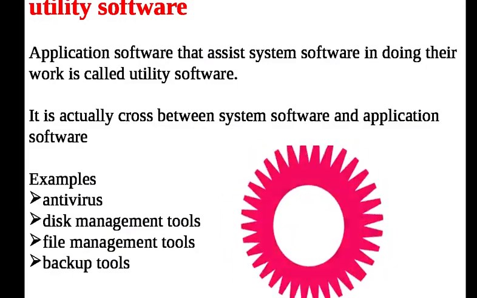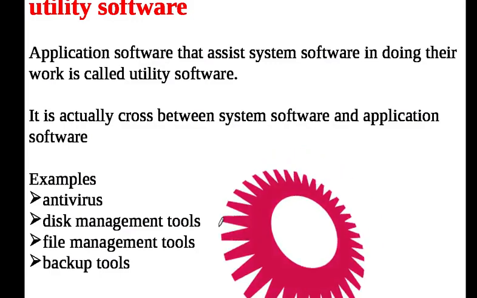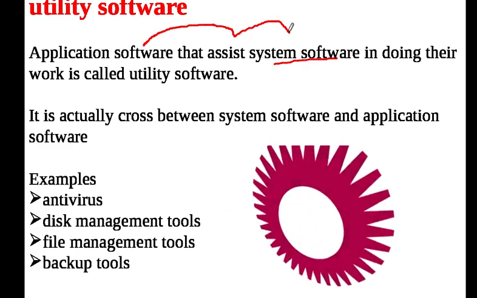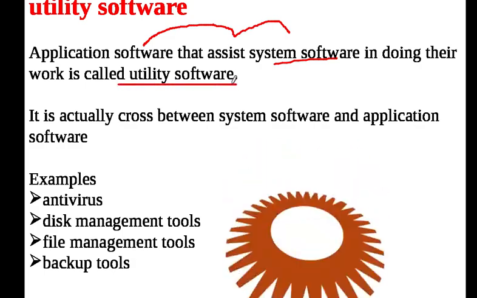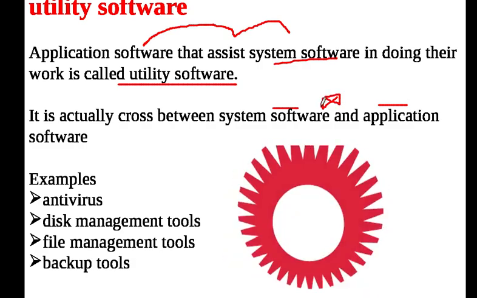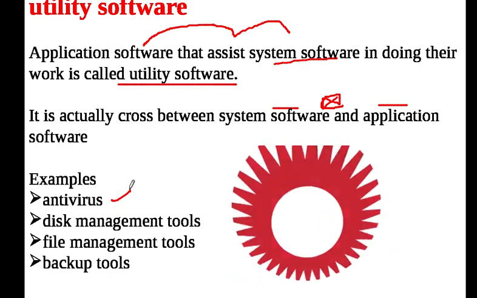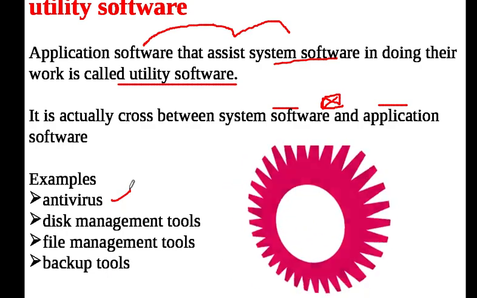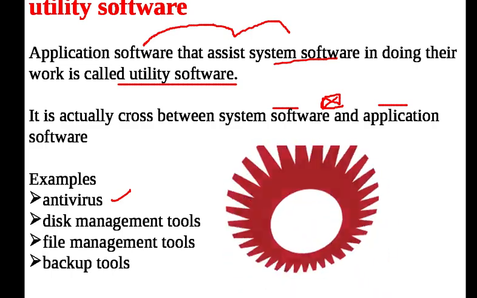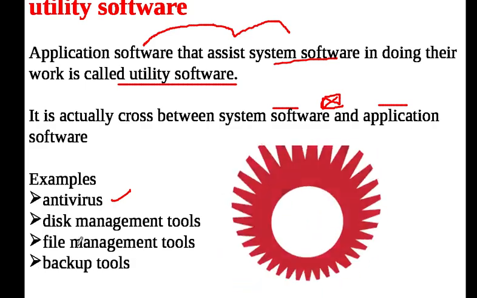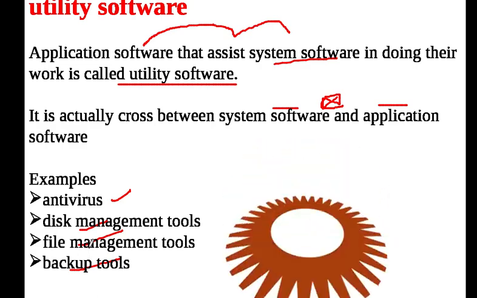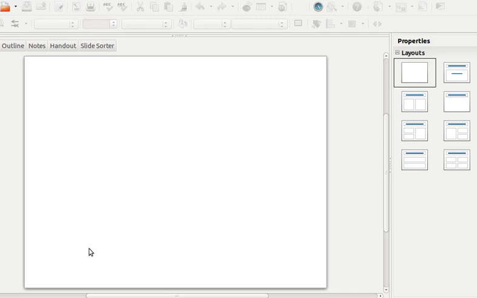Now, the last part is utility software. Application software that assists system software in doing its work is called utility software. It is actually a cross between system software and application software. It lies in between, so it is called utility software. An example is antivirus, right? You are using this software. Apart from application and system software, you are using this antivirus. It is also a kind of software, but which kind? It is utility software. Disk management tools, then file management tools, then backup tools, these are all utility software, right? If you have any doubts regarding these points, please ask me. Thank you.